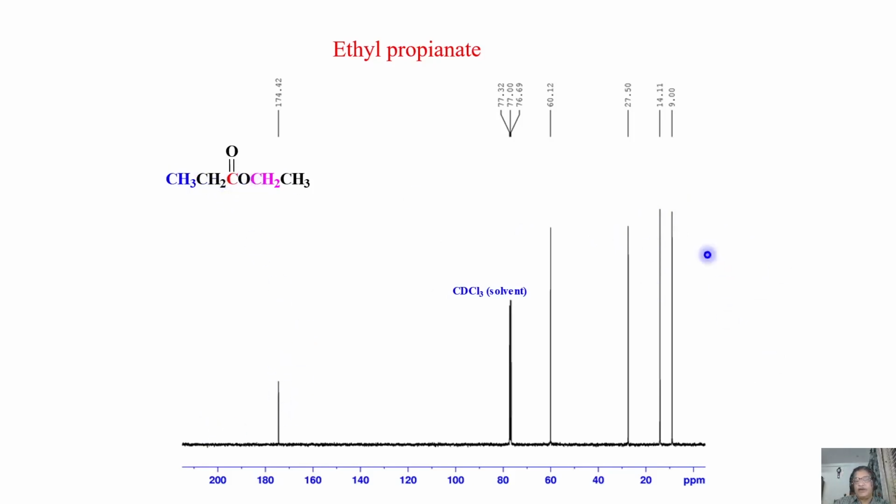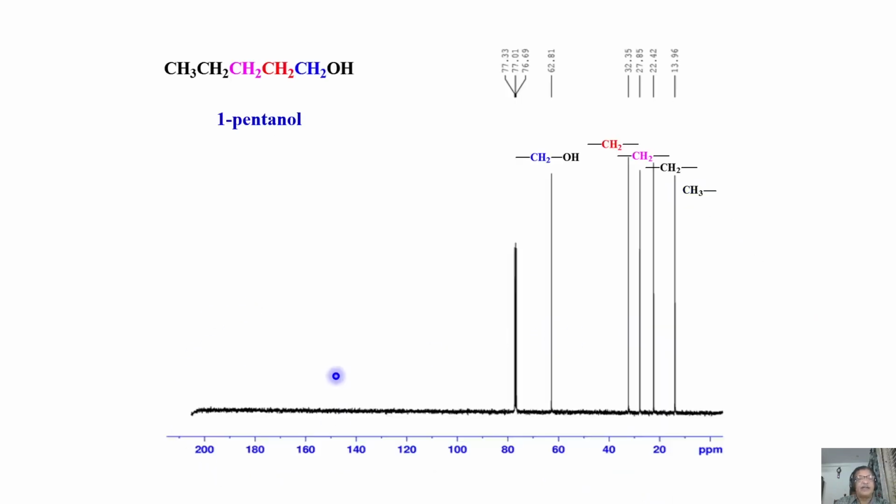1, 2, 3, 4, 5 carbons are clearly visible. You can find out which are the CH3. CH3 generally comes at high field. This is a CO carbon. This is a CH2 carbon. This is a CH3 carbon. This is a CH3 carbon. This is an OCH2 carbon. Of course, I know these two are CH3. This is CH2. This is OCH2. This is CO. Very easily we can continue.